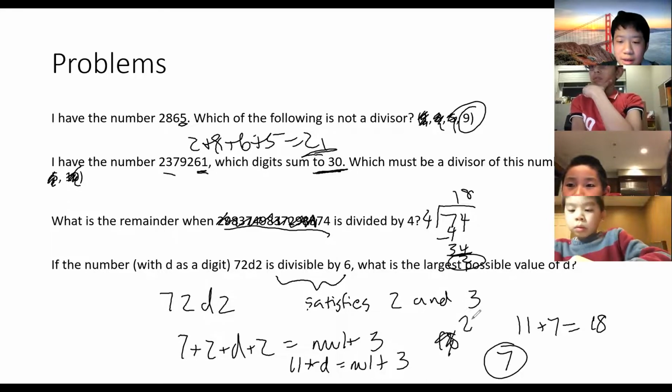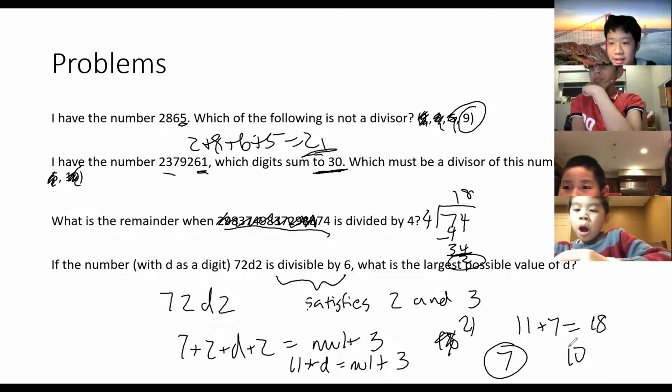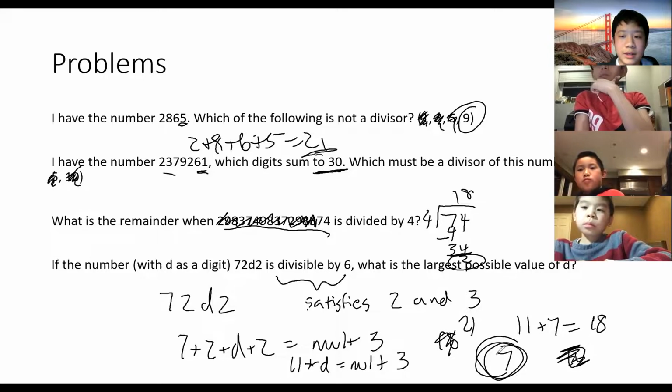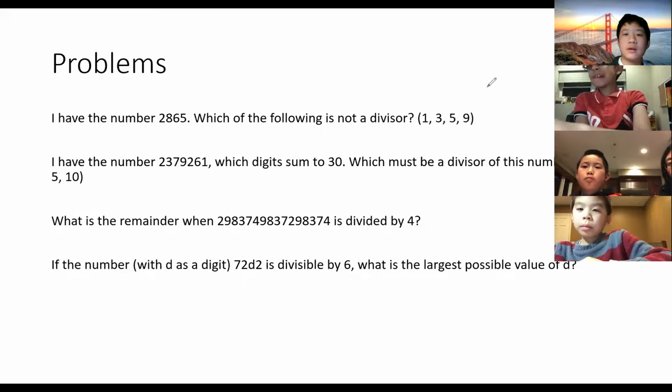Let's see if we could go higher. What if we choose 21 as our multiple of 3? Well then d must equal 10. But 10 can't be a digit, right? We can't have 2 digits in 1 digit. That can't work. So we know that 7 must be our maximum. So 7 is the answer. All right? Does everyone get that?